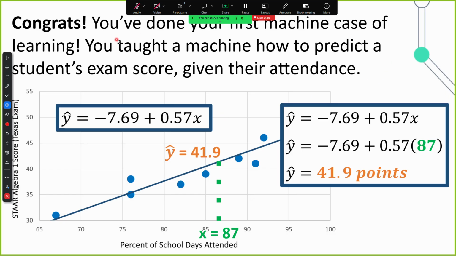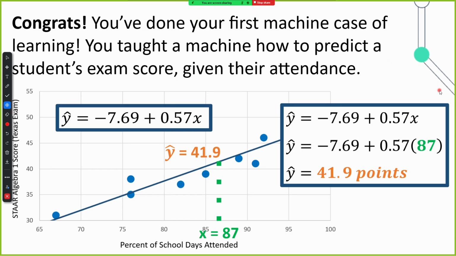Great. This is our first case of machine learning. We actually taught a machine how to predict a student's exam score given their attendance. We made a model, and now if we plug anything into that model, it can predict what a student's exam score might be given their attendance. And it's possibly a really good prediction.